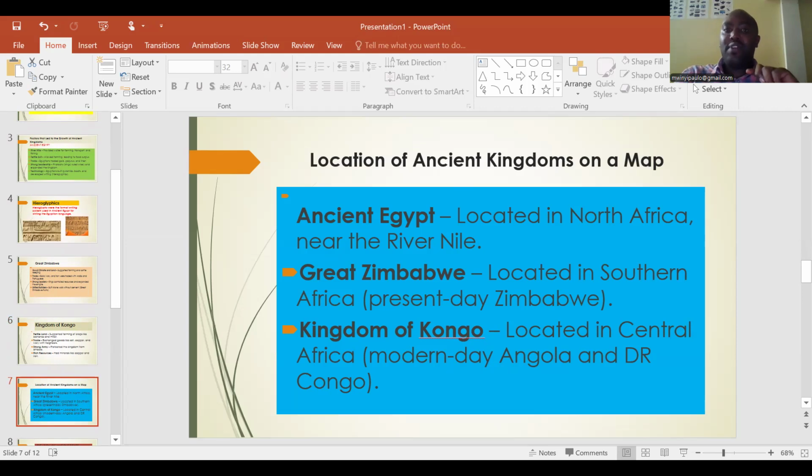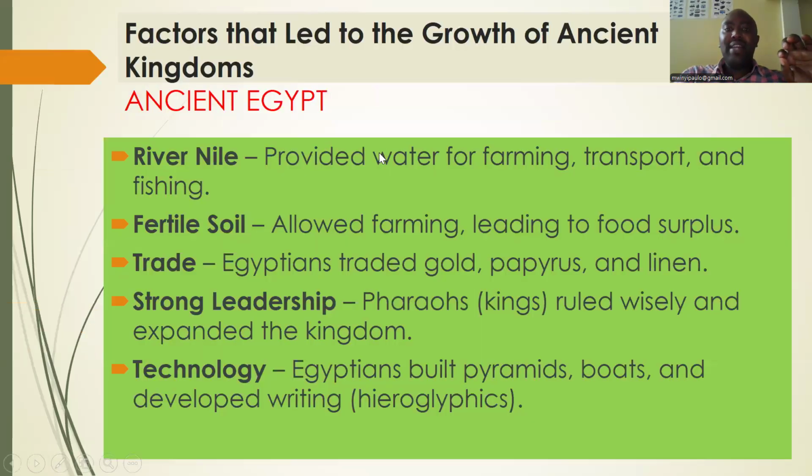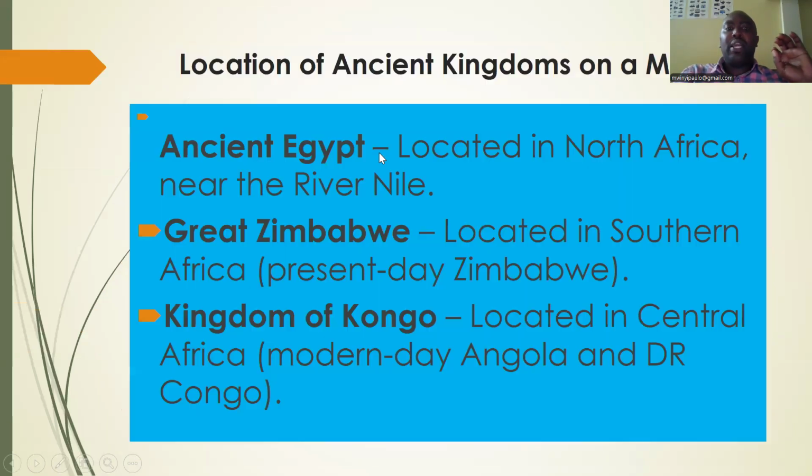So at this level, my dear Lana, you should be in a position to locate the ancient kingdoms on a map. My dear Lana, you need to know that the ancient Egypt was located in North Africa, near River Nile.